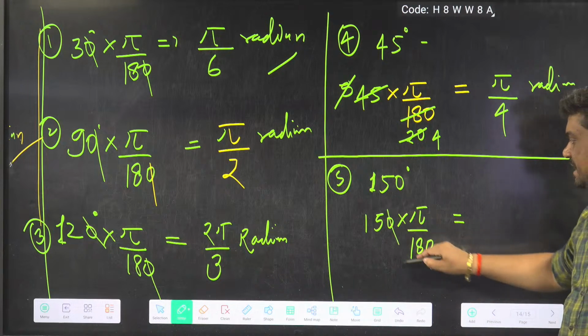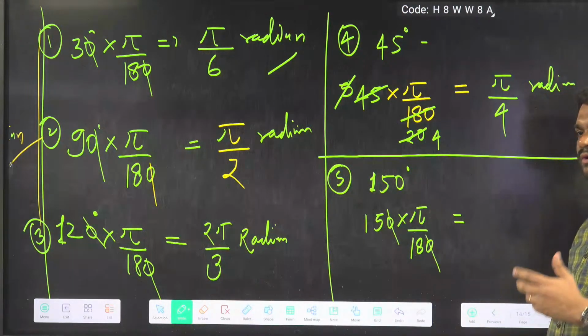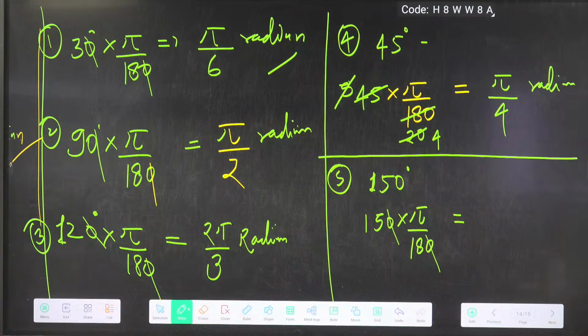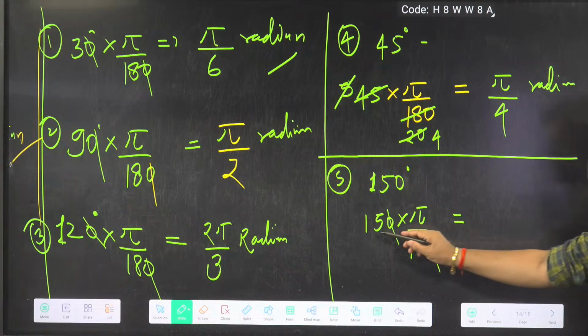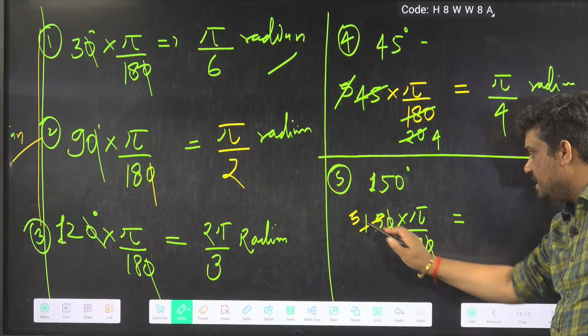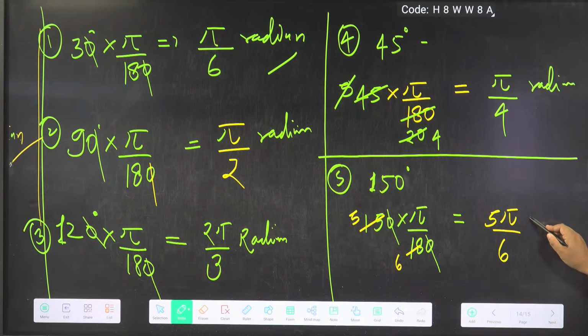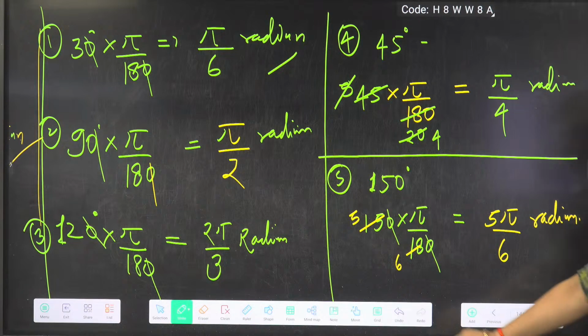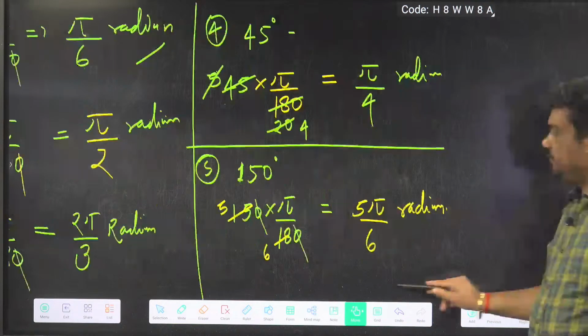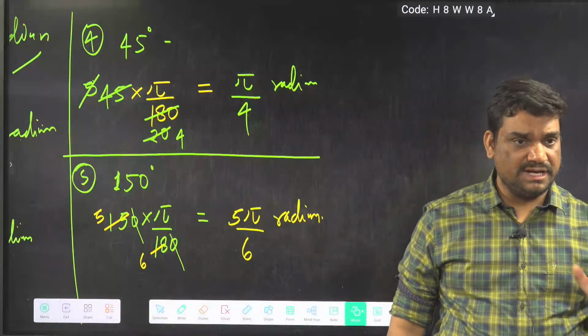So 0 0 will be cancelled. Then I can cancel with 3. So 3 means here will be coming 5 and here will be coming 6. Answer comes how much? 5 pi by 6 radian. 5 pi by 6. I hope these 5 examples are clear.